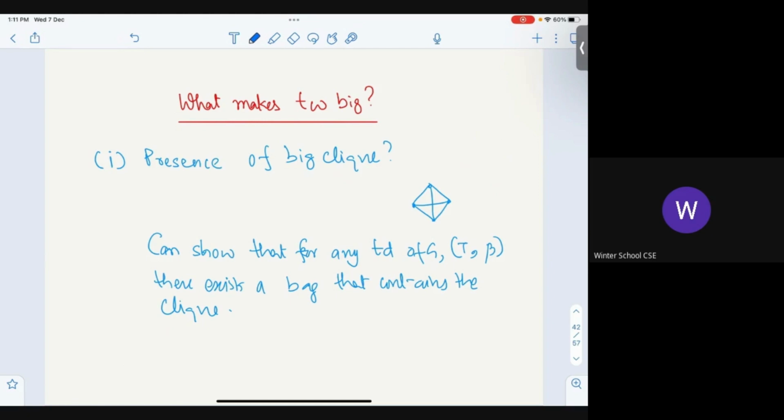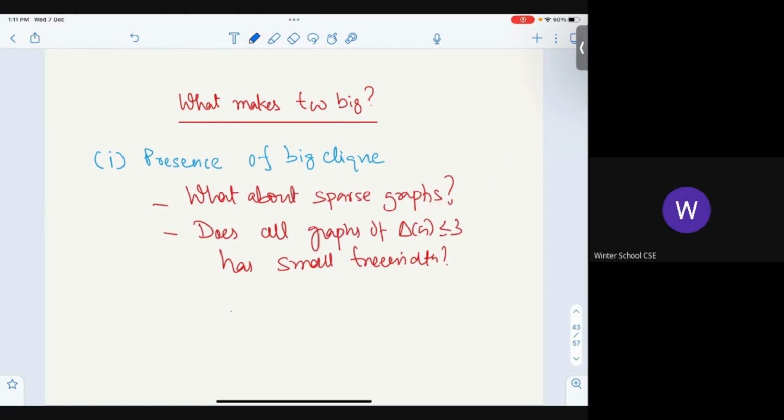But if this was the only obstruction we could have thought of, then sparse graphs of maximum degree 3, there's no clique, no? So if they were the only graphs which make treewidth big, such graphs should have very small treewidth, no? Which is not the case. Right? So they are not the objects which make the treewidth big. There is something else which makes the treewidth big. So I just now told you, right? Look at this 3 cross n grid. I can show you cannot have anything smaller than treewidth 3.